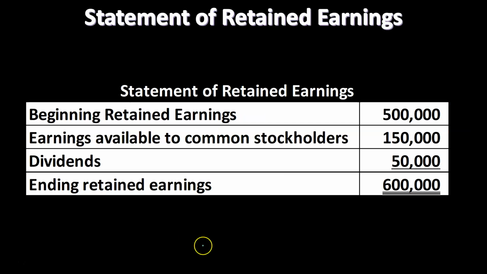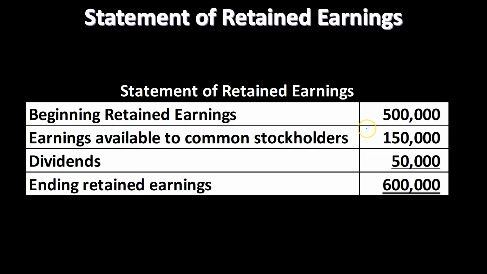And then we've got the statement of retained earnings. The statement of retained earnings is that linking document, because you might say, well, how is the balance sheet related to the income statement? Well, you can take beginning retained earnings. That's the retained earnings as of the end of last year, the beginning of the current year.